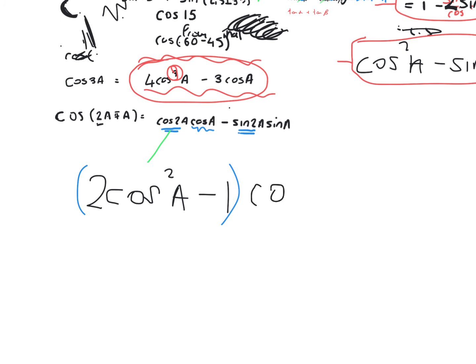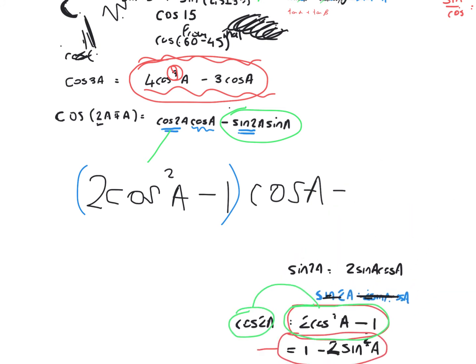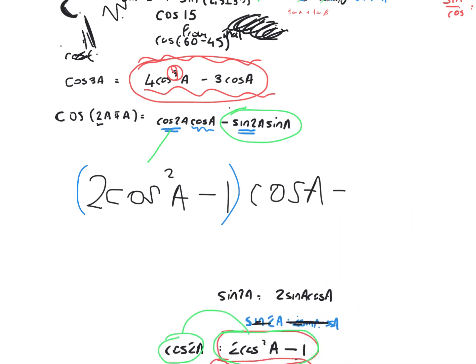Okay, and you just need to pardon this as I do it with my finger. Okay, now, next one is I've got minus sine 2a times sine a. So if I bring the sine 2a back in, you can see that I only have one option for sine 2a, so I'll just need to go ahead and use that. So where I see sine 2a, I'm going to replace it with 2 sine a cos a.